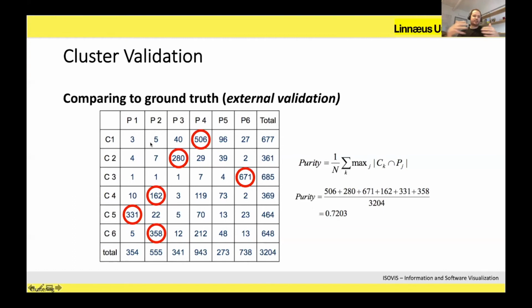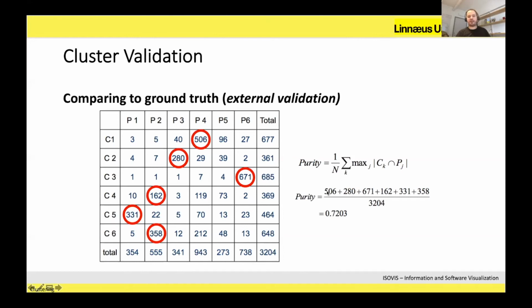And then you look for the intersection between these things. So for example, C1 has an intersection of 506 points with P4, which is a class 4. So basically you say, okay, C1 is, let's say, attached to class 4 because C1 is kind of like predicting class 4. Then C2, the largest number of overlaps is with class number 3 because the second cluster has 280 points in common with class number 3. So we kind of attach them together and say, okay, C2 represents class number 3, and so on and so forth. So each cluster kind of gets attached to one class.